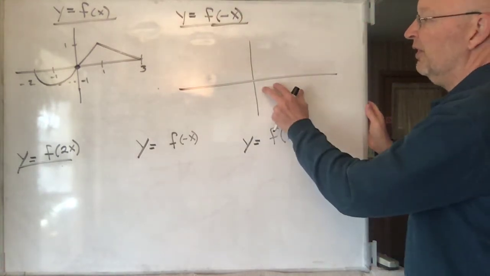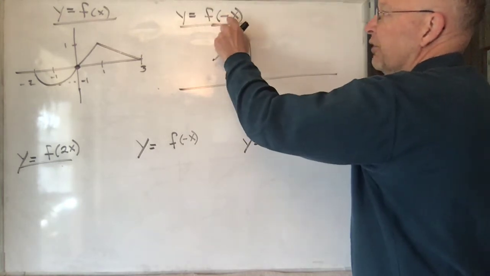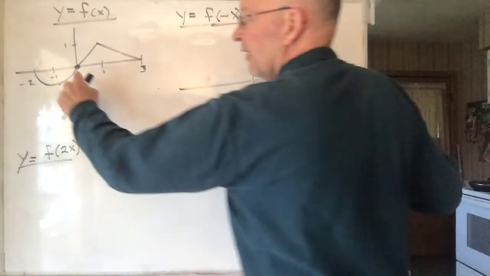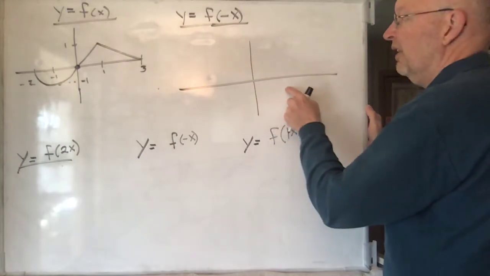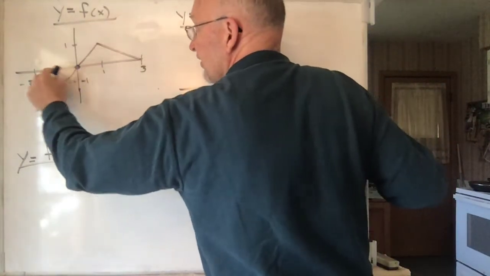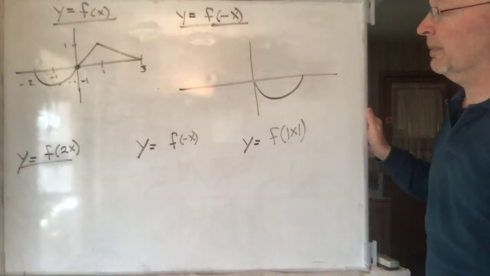So I think about this. When I put in positive values here, f is going to see negative values. What does f do when it sees negative values? This is what it draws. So as I put in these positive values, f is going to see negative values, and as f sees negative values, it draws out this.